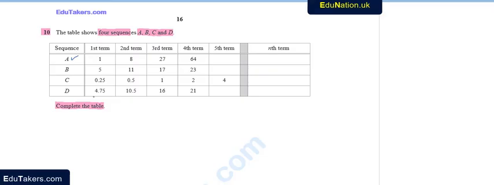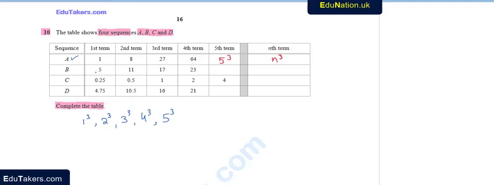Since this one is cube of 1, and 8 is cube of 2, 27 is cube of 3, 64 is cube of 4, the fifth term should be 5 raised to power 3. So this is cube of 5. And similarly, nth term is cube of n.